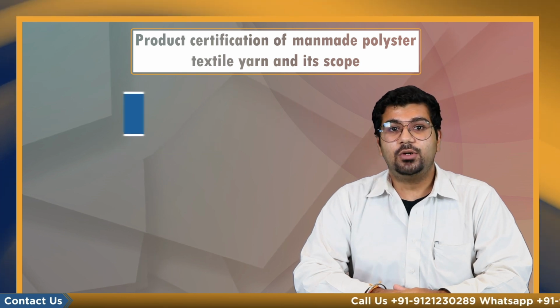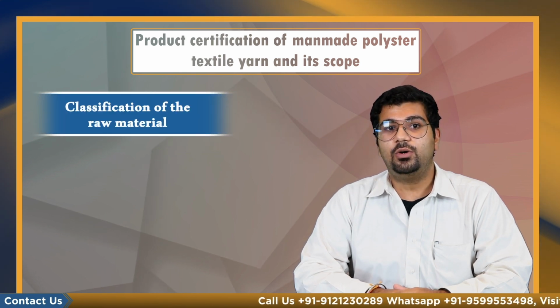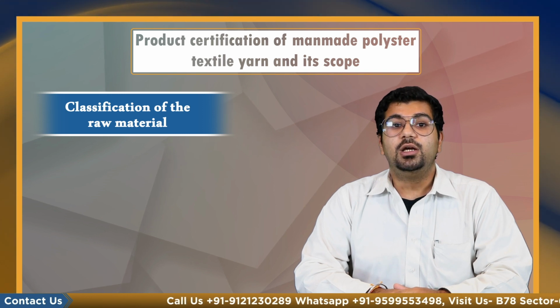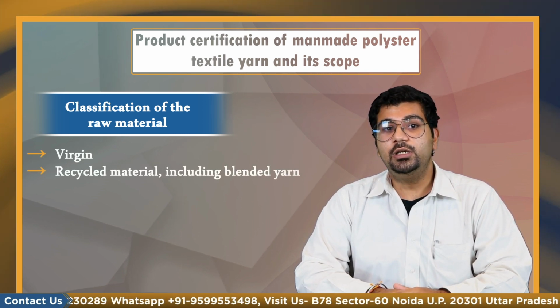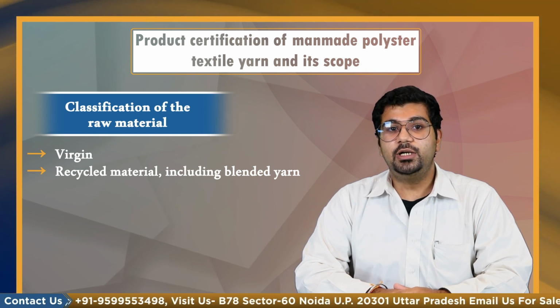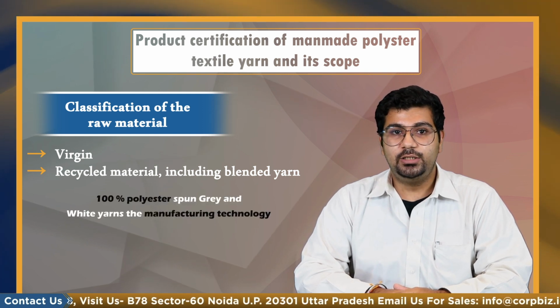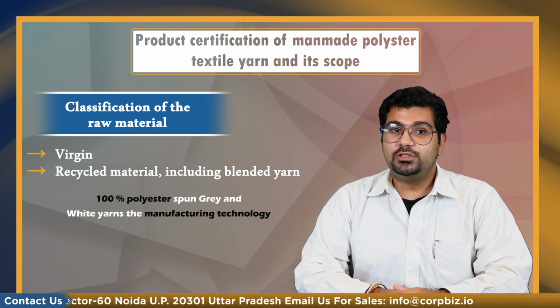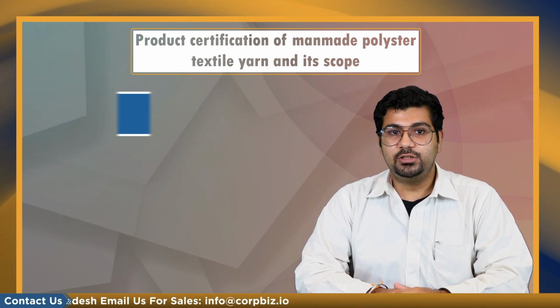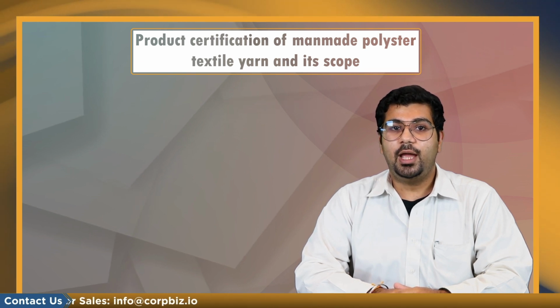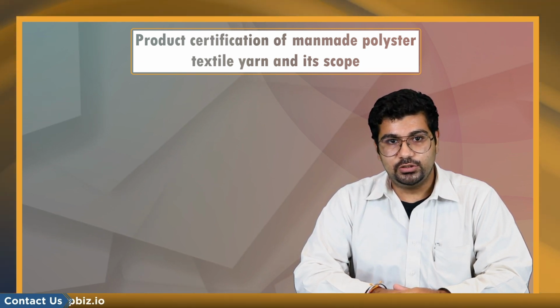First is the classification of the raw material based on the raw material itself. One is virgin and the other is recycled material including blended yarn. It should be noted that in 100% polyester spun grey yarn, the manufacturing technology used has to be specified. The standard at the moment covers ring spun, air jet and air vortex manufacturing technology.